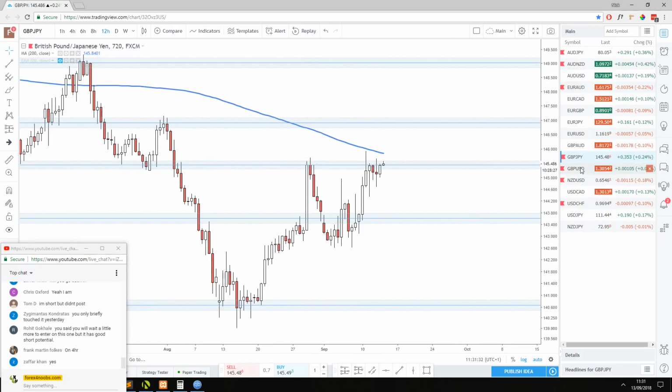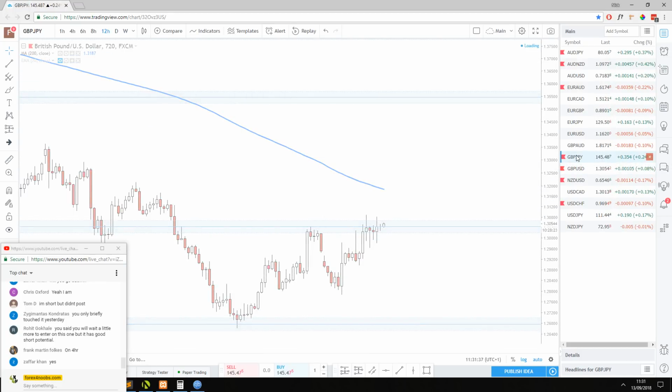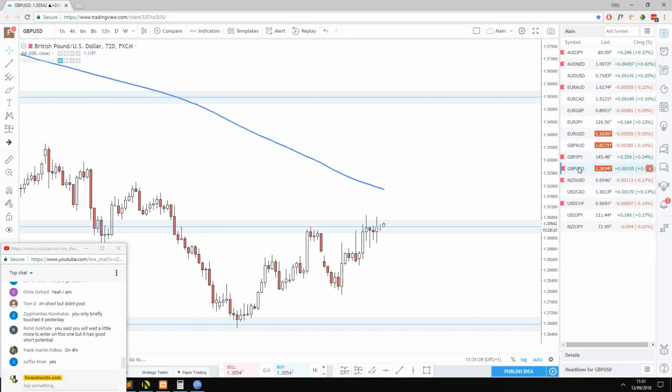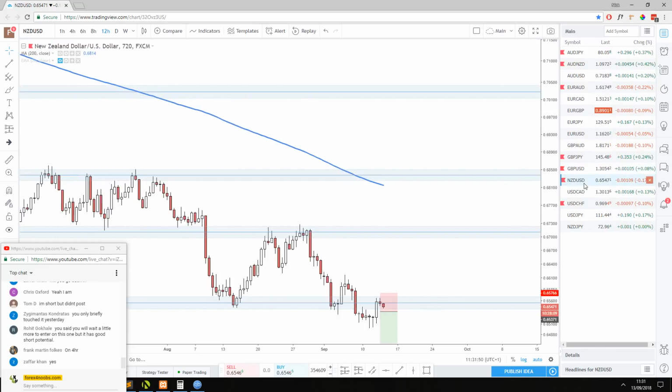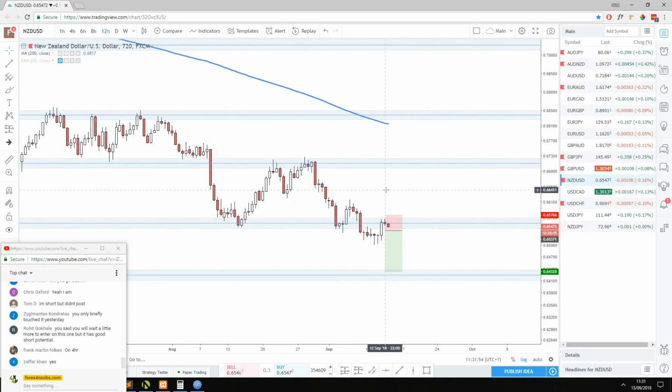GBPJPY and GBPUSD, these are probably the weakest setups today, the riskiest setups today. I'm very unlikely to trade these. I'm just marking them here in case anyone else wants to enter. Do keep in mind that they've both already made attempts to pull back from this area and failed, so it is definitely risky. New Zealand USD looking for a short continuation trade from the resistance area.